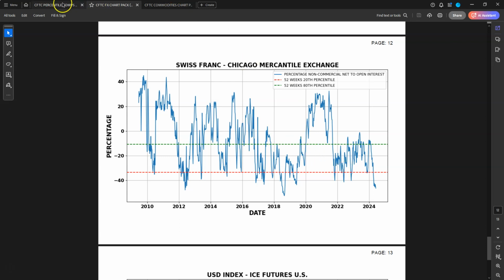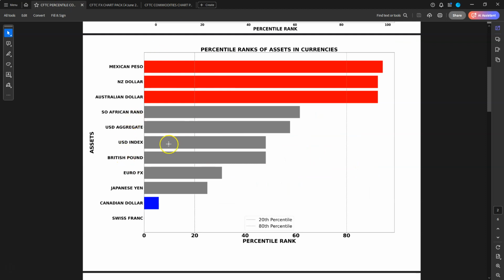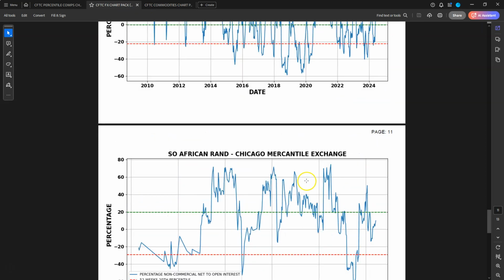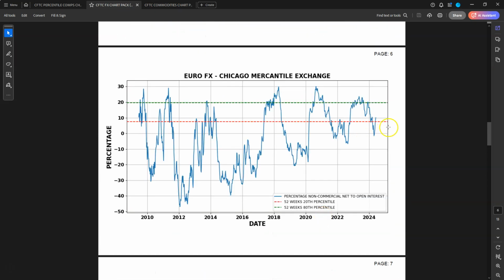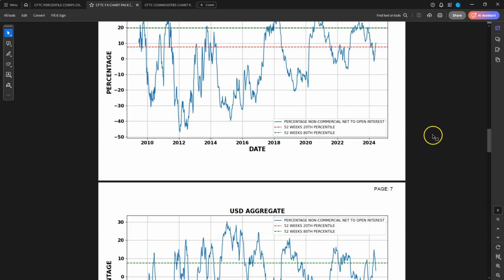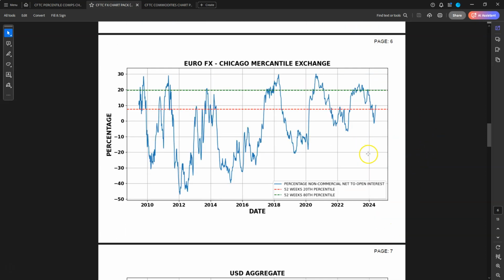Now, another one that we need to talk about here is the euro. The euro was massively stretched on the short side a couple of weeks ago, but the markets have steadily changed that positioning by quite a bit. Basically a mirror image of the dollar aggregate.